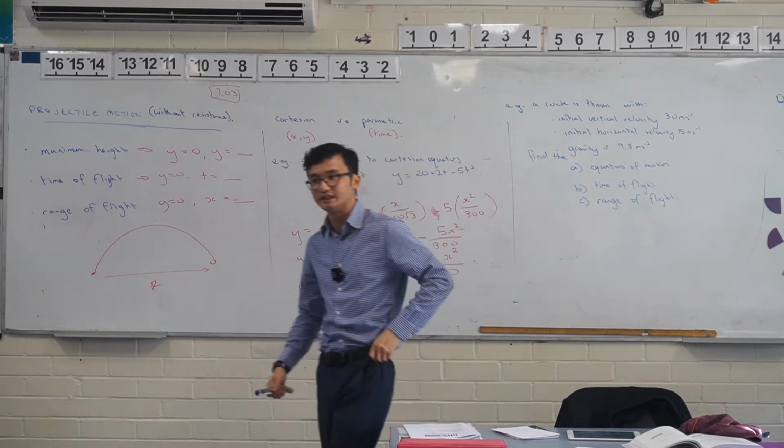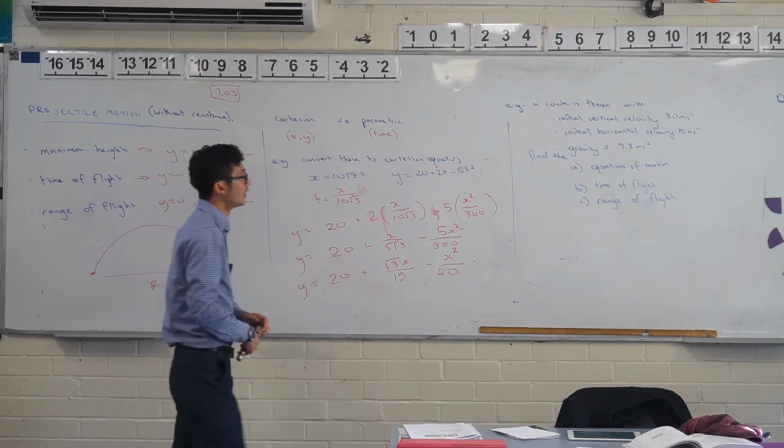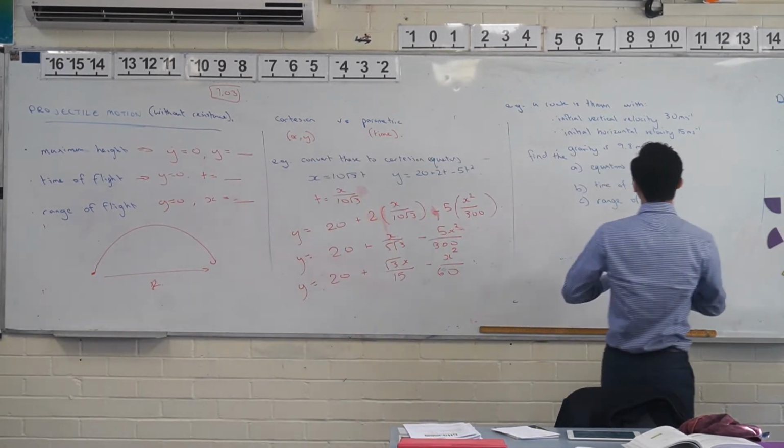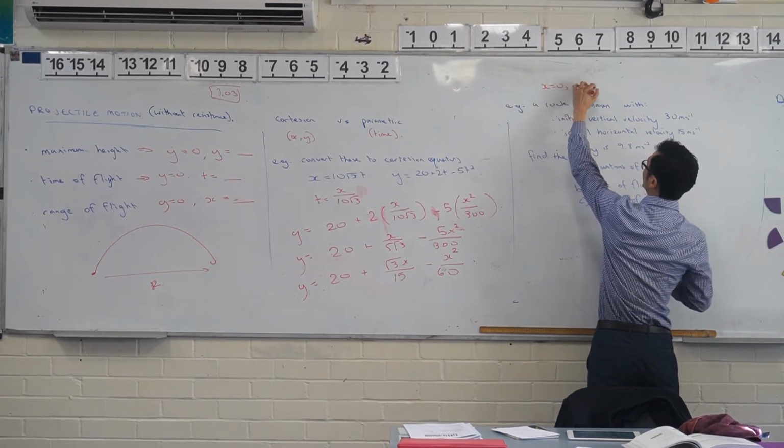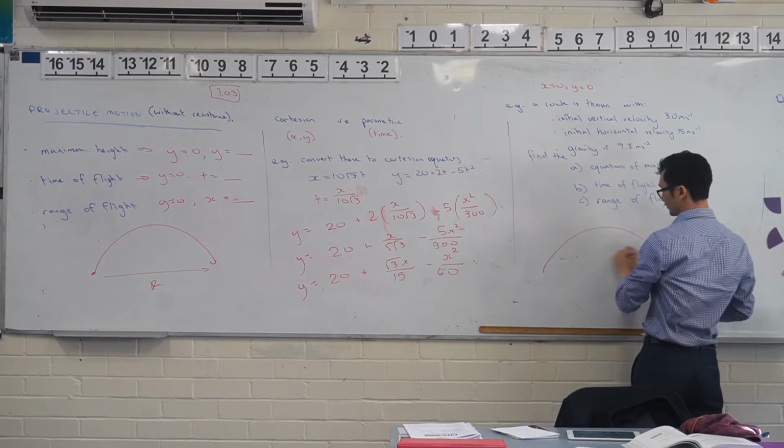If they don't really give you any initial values here, you can often take your origin as 0, 0. And you might want to draw a little picture too, if that kind of helps you out, like a rock, throwing it out.